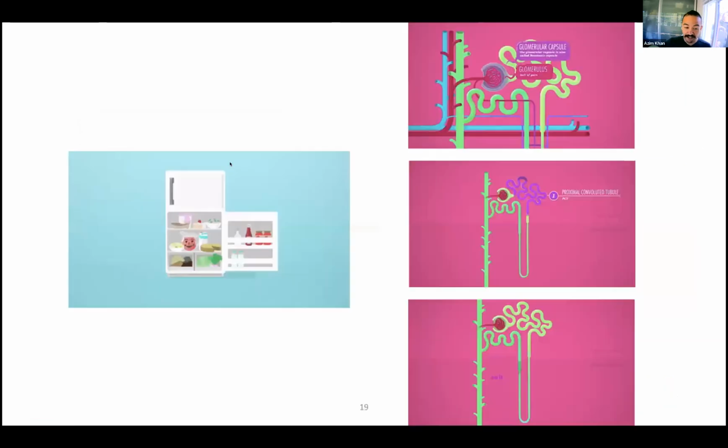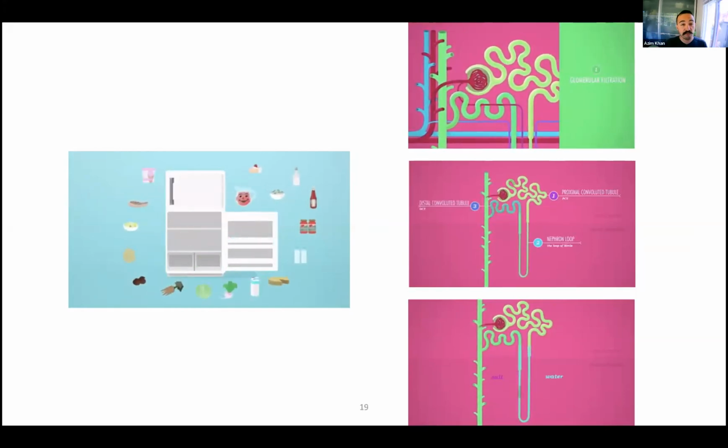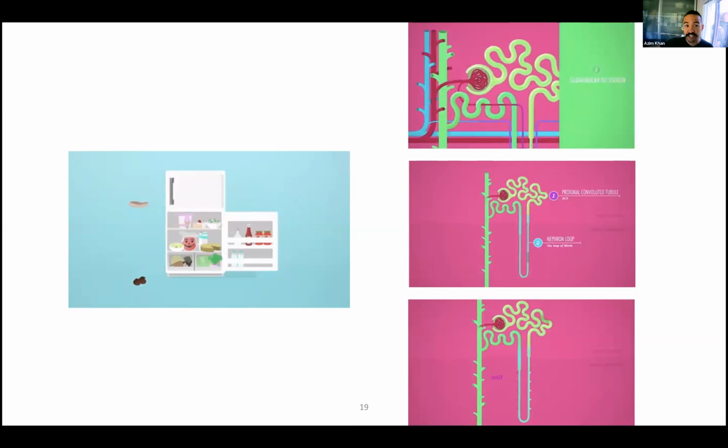All right, we've gone on a long journey here, but hopefully that refrigerator analogy makes some sense, and we can see how different epithelium types throughout these nephrons help with the process of filtration, reabsorption, secretion, and eventual excretion.